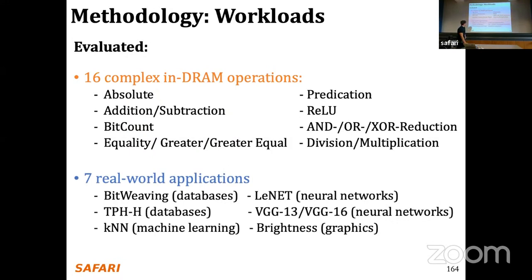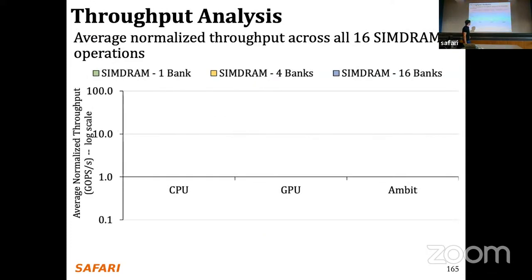And then 7 real-world workloads, including databases, machine learning, 3 neural networks, and even some graphics processing. Throughput analysis in comparison to CPU, GPU, and Ambit, because SIMDRAM can be SIMDRAM or can be Ambit, right? SIMDRAM can use majority-based computation or can use AND/OR/NOT-based computation. So that's what we call Ambit in these results.